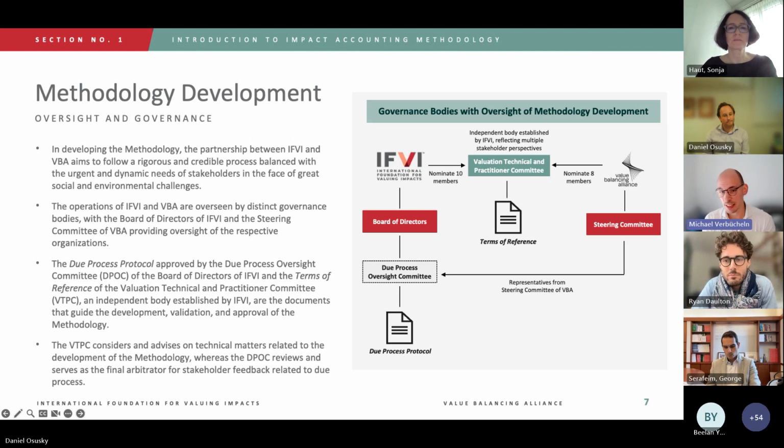And as you can see here, we have two major governing bodies: on the one hand the VTPC, and on the other hand the Due Process Oversight Committee, since we're following a due process protocol to make sure that certain standards are followed in the development and certain process steps are followed during the process. So here we have the Due Process Oversight Committee, and both of those bodies have representatives from both organizations.